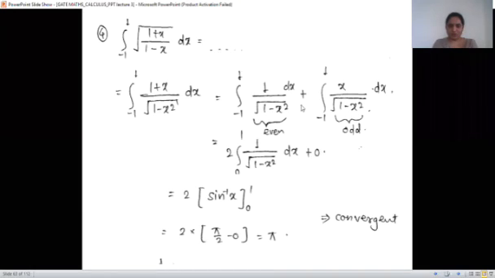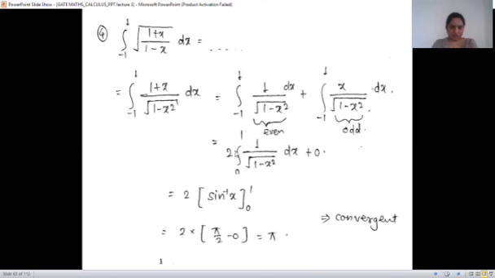In this, the first function is even. If we change x by minus x, there will be no problem, everything will remain the same. So the function is even. And for this second function, if we change x by minus x, the function is the same but will change sign. So this function is odd. Right? The integration of odd is 0. But the integration of even is 2 times 0 to 1, 1 upon root 1 minus x square dx.